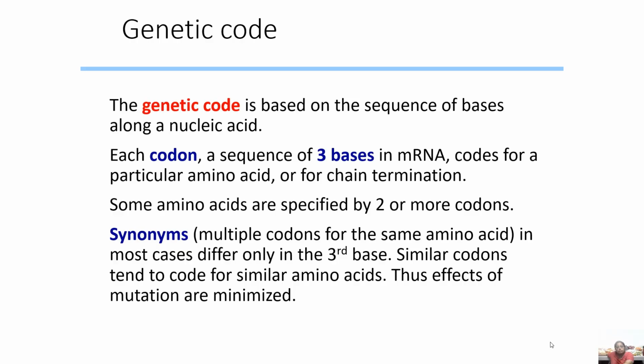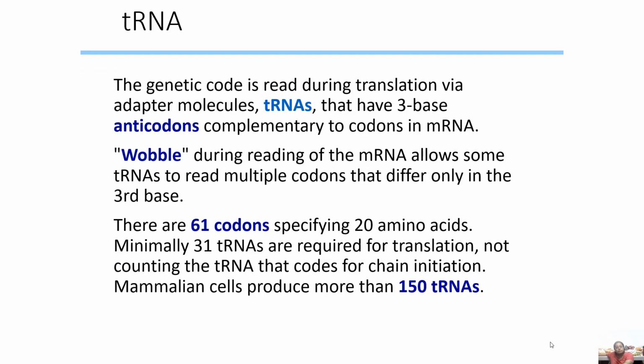Each codon, a sequence of 3 bases in mRNA, codes for a particular amino acid or for chain termination. Some amino acids are specified by 2 or more codons. Synonyms in most cases differ only in the third base. Similar codons tend to code for similar amino acids, so the effects of mutation are minimized.